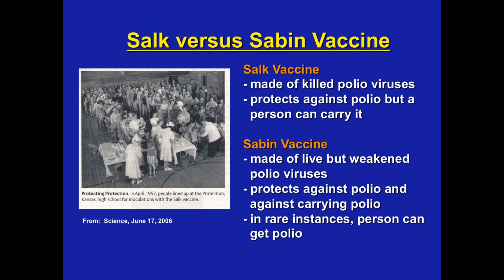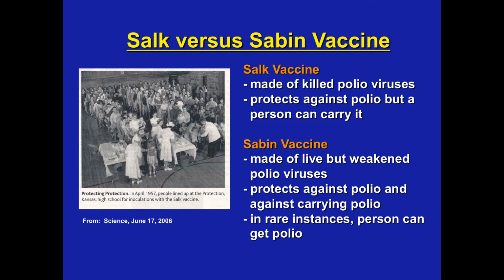However, you could still carry it and spread it. That's where the Sabin vaccine comes in. It has a weakened version of the polio virus. So it's still an active virus, it's live, but it's not the full polio virus. So it sort of works your immune system a little harder. It's going to protect you not only from getting polio, but even from being able to carry and spread it to someone else. So in a sense, it's a much more effective vaccine.